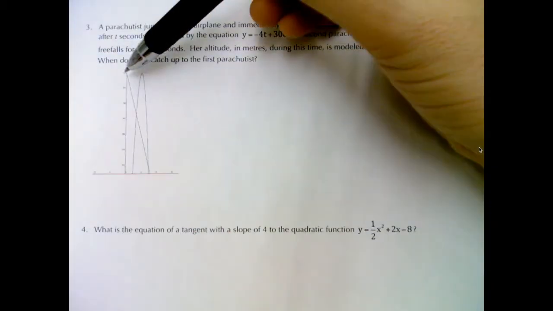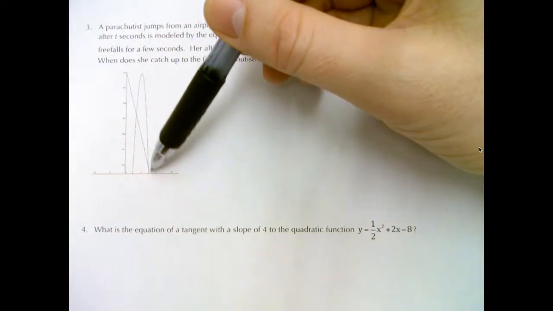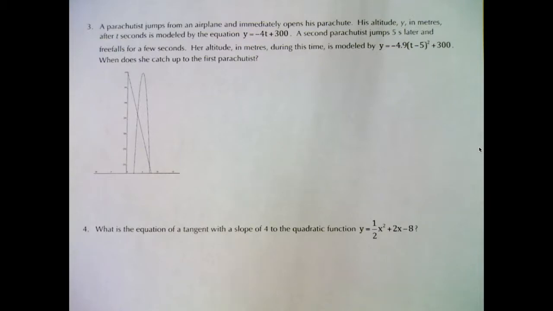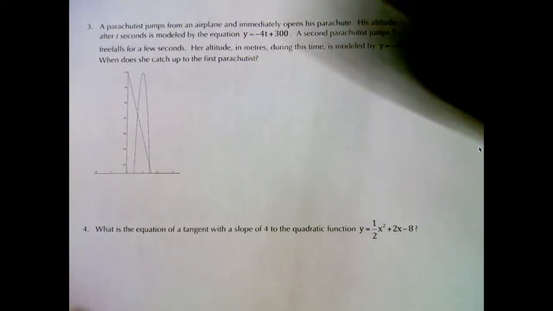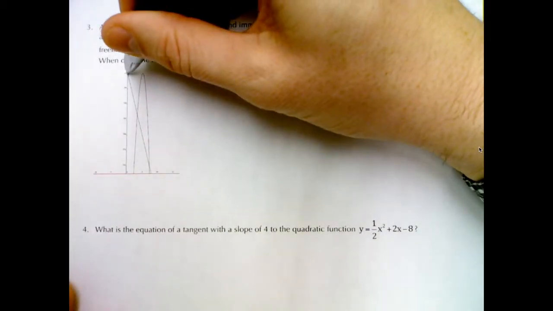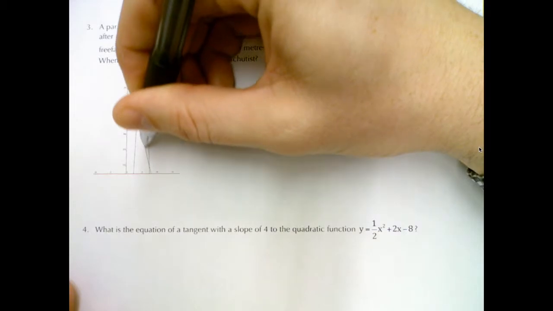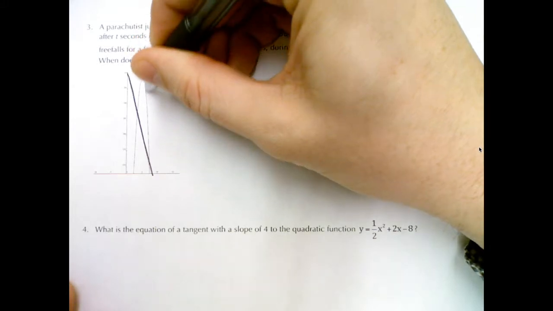So here's our first parachutist. A second parachutist jumps 5 seconds later and free falls for a few seconds. Her altitude in meters during this time is modeled by the equation y equals negative 4.9 times t minus 5 squared plus 300. When does she catch up to the first parachutist? So in the context of this question, our first parachutist is this line, and our second parachutist starts at 5 seconds up here and then goes down.